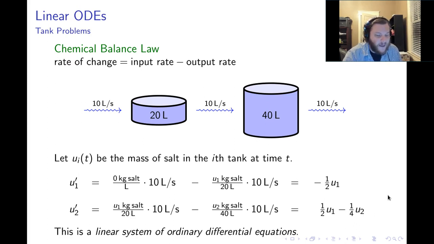So in this situation, we are now looking at two equations that are related to each other. The derivative of the first function, U1, is equal to negative 1/2 times U1. But the derivative of the second function, U2, is equal to 1/2 U1 minus 1/4 U2. This is what we call a linear system of ordinary differential equations. So we use the abbreviation here, ODE.